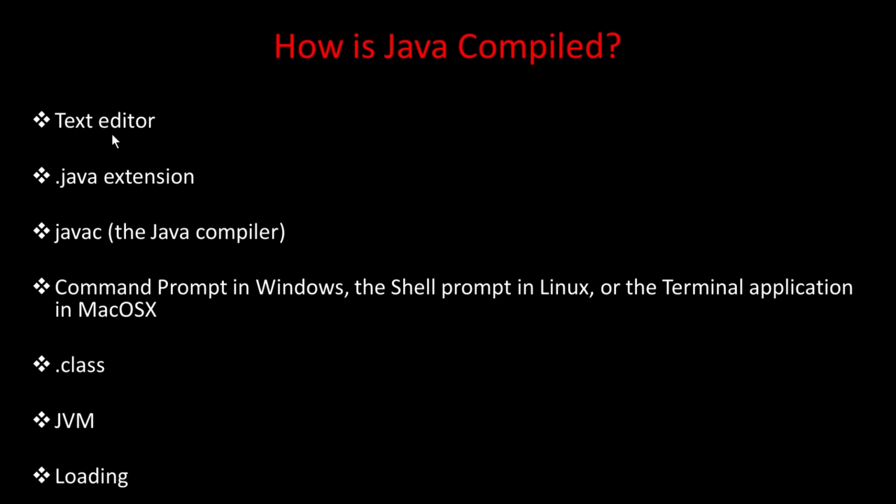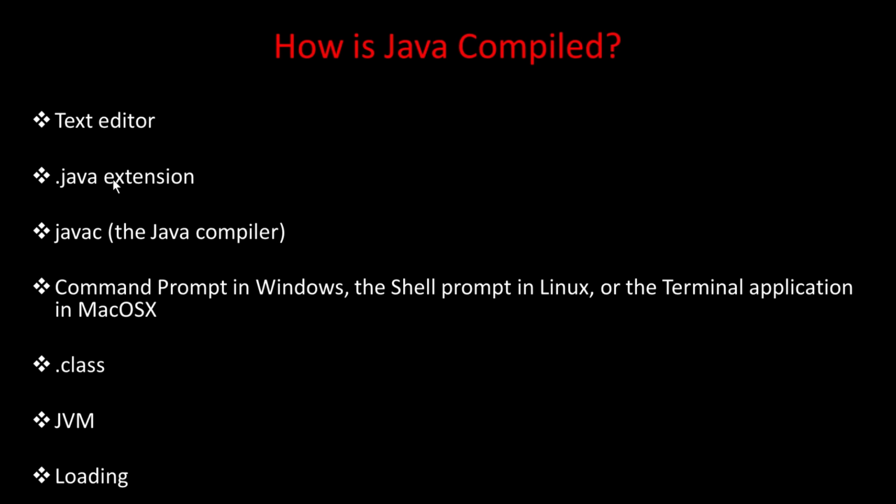When you write a Java program in your text editor, that program you wrote is called source code. When you finish writing that program, you must save it with a dot java extension. It indicates that the file contains Java source code.